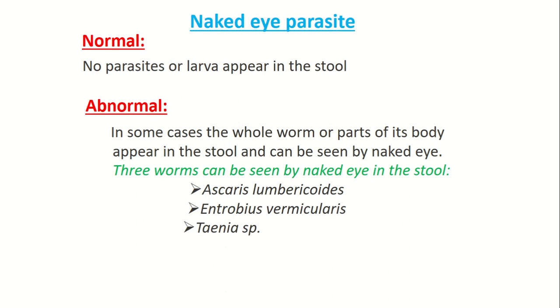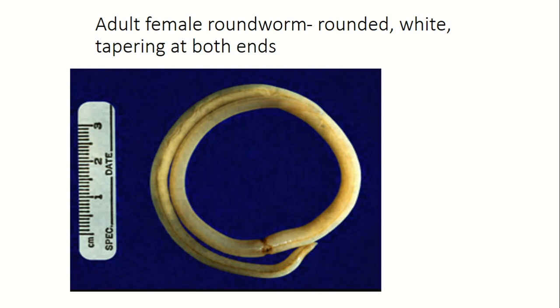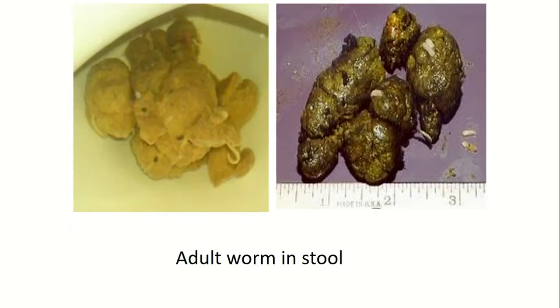Now naked eye parasites, very important thing. Usually there are no parasites in the stool, and some parasites may be found, particularly Ascaris lumbricoides, that is roundworm, Enterobius vermicularis, that is pinworm, and Taenia saginata. So these are the various parasites you can see by naked eye. You can see this is the adult roundworm, Ascaris lumbricoides, in the gross examination of the stool. This is adult tapeworm. These are again adult worms. You can see over here, over here. So these are the various photographs of worms in the stool grossly.